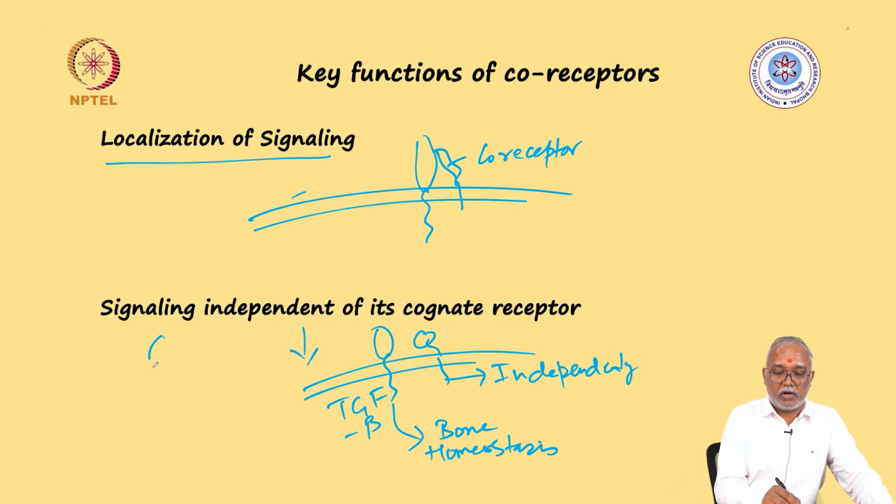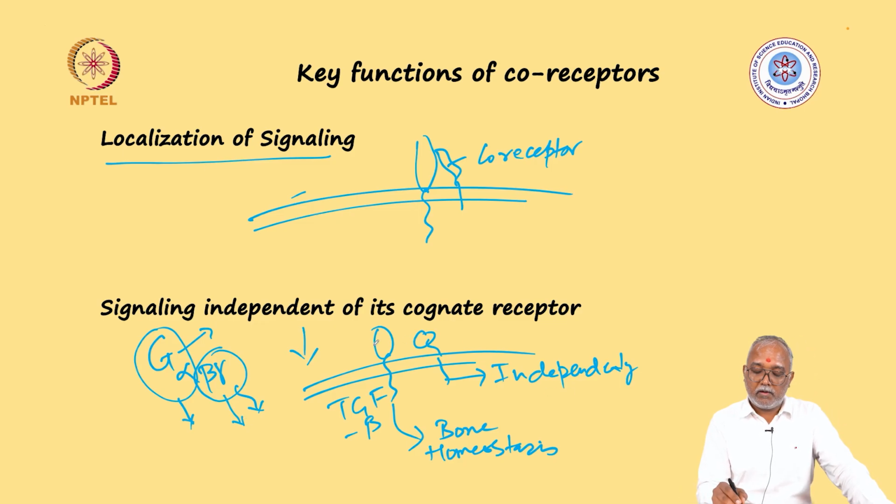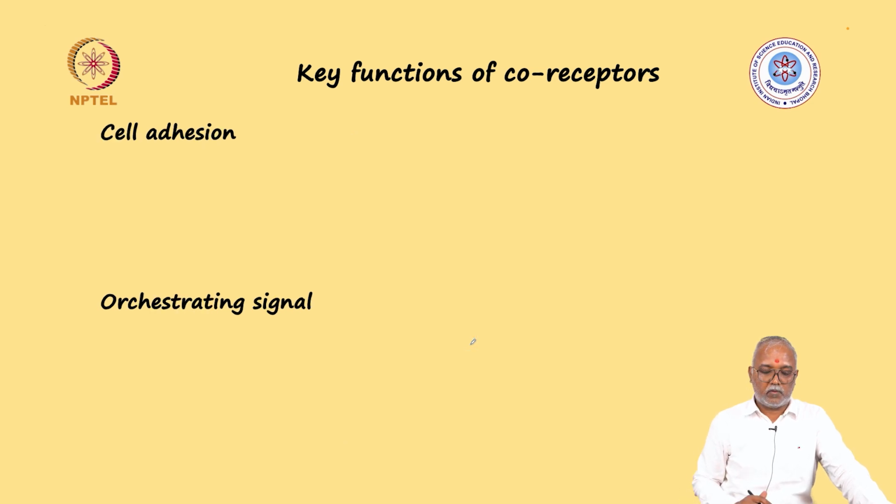If you recollect, we saw in the case of G alpha beta gamma, G alpha was having its own signal, beta gamma also had its own signal. But if you consider them as a heterotrimeric G protein, then this is a single entity. However, when it came to signaling, because of their dissociation, it signaled independently of the beta gamma subunit. Here also the co-receptor may assist the actual receptor in signaling, but it may induce a signaling of its own.